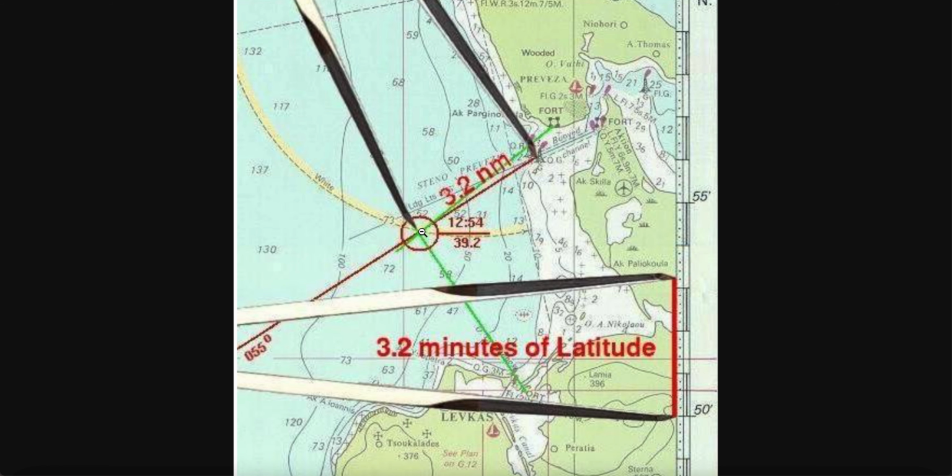Here you have it again, right? Here you have 3.2 nautical miles, measured with the compass, and that's 3.2 minutes of latitude. So 3.2 minutes of latitude, 3.2 nautical miles. Straight lines. That's what it is. It's not some other nonsense. There's no arcs, there's no globes. It's a straight line measurement because it's a conversion from statute miles, which are straight line measurements.